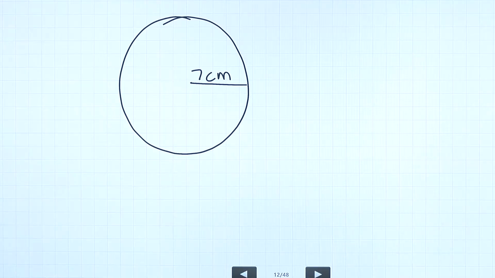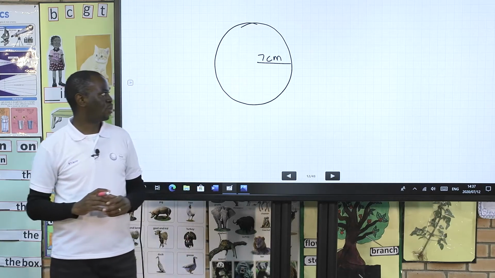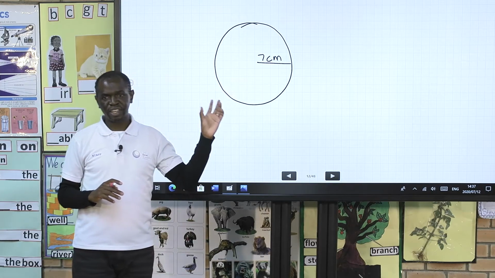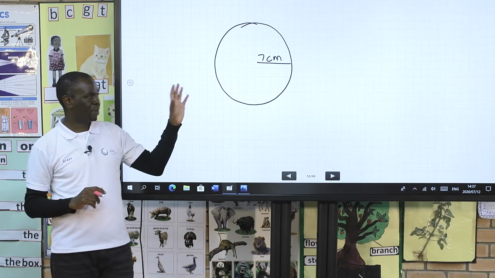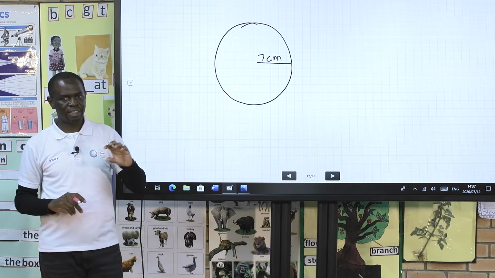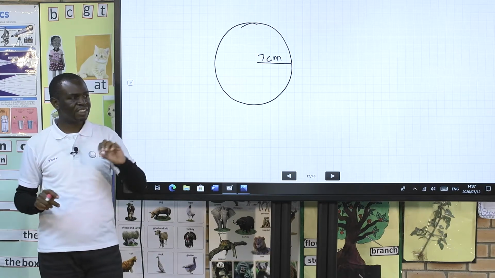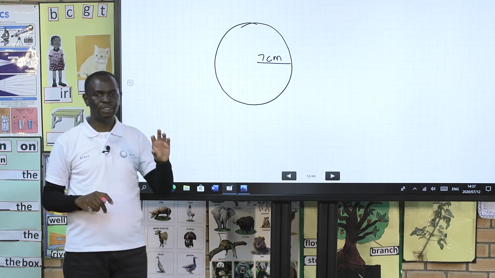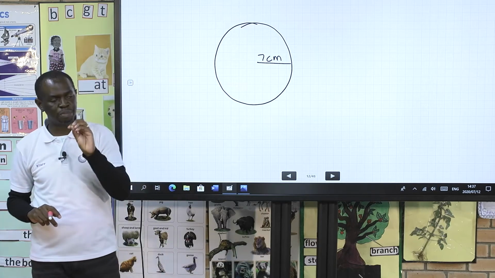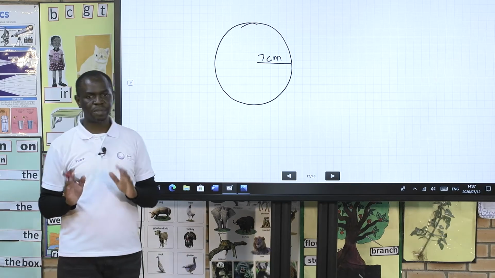Like I gave you an example, we have 7 as our radius. 7 centimeters is given in our circle, and we need to calculate the area of this circle. So we need to find out which formula we are going to use. But that shouldn't worry you a lot, because mostly when questions are asked, they actually tell you which formula you are going to use. The examiners and the teachers are very kind. They will tell you, calculate the area of this circle, use pi, 22 over 7, or 3.14. They are very specific about that.